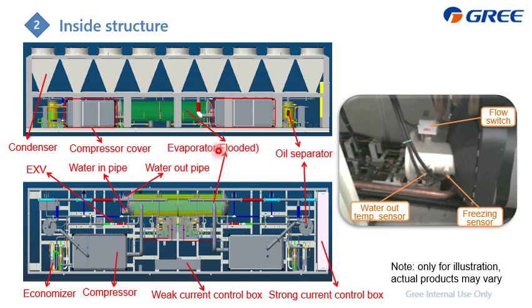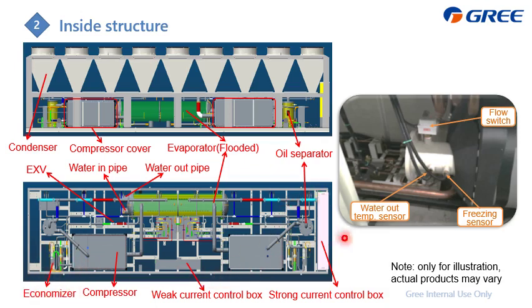It's a flooded type, which is this device. And this is the oil separator. This one is also an oil separator, and the EXV is located here. For the evaporator, we pipe the water in and out from here. And also don't forget the economizer, which is the preheat exchanger, located here.